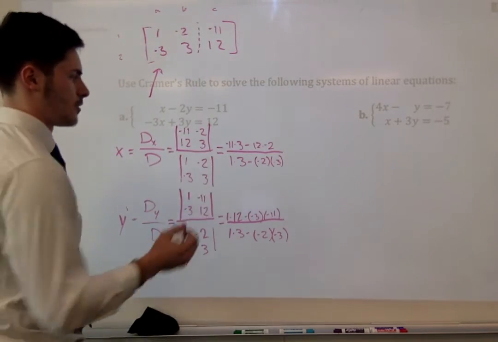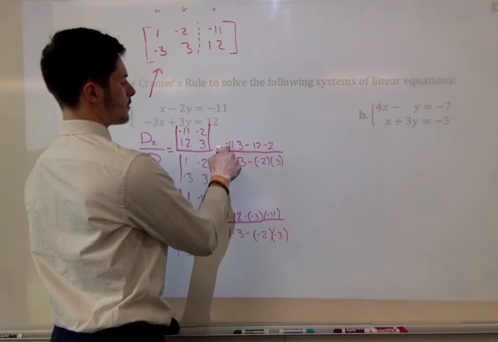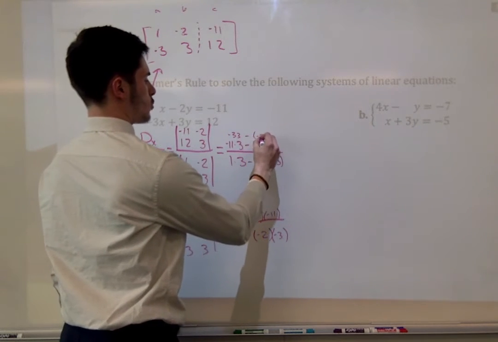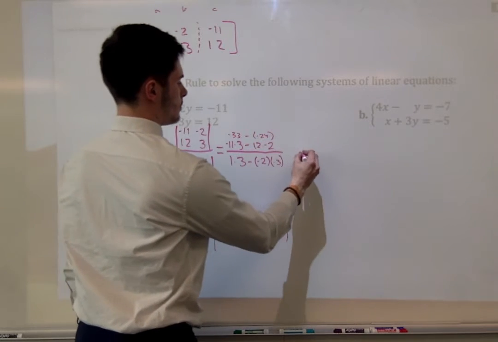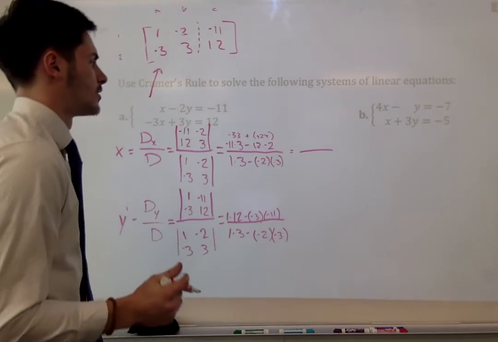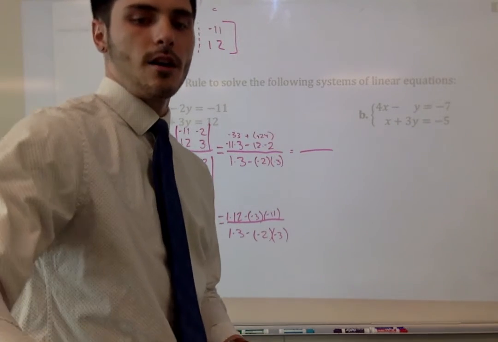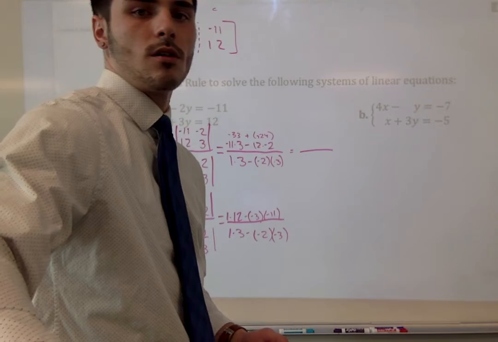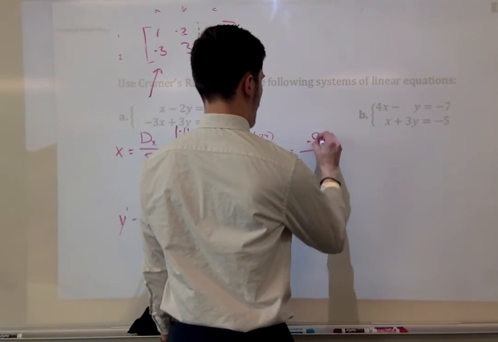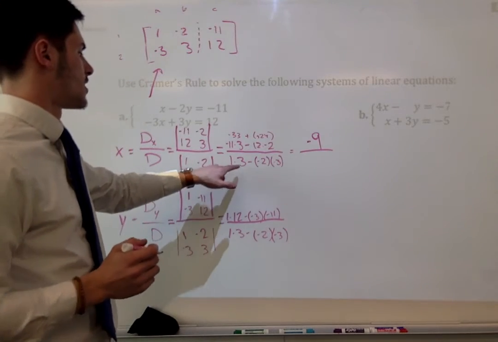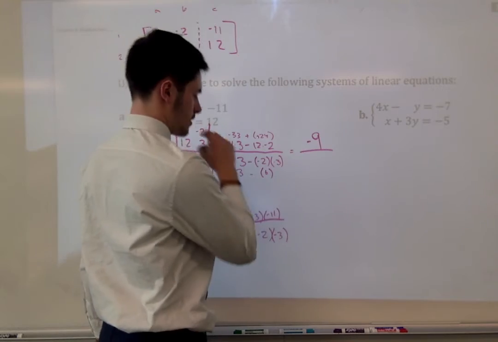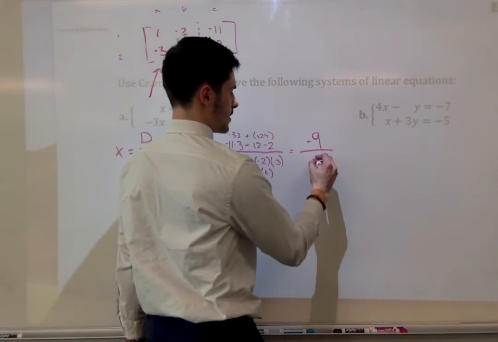So we'll simplify this down. Negative 11 times 3 is negative 33 minus negative 24. That'll give us negative 33 plus 24 is 9, I believe. Negative 9. Yeah, negative 9. And then we got 1 times 3 is 3 minus positive 6. 3 minus positive 6 is negative 3.